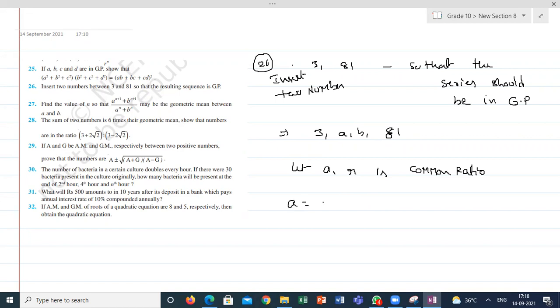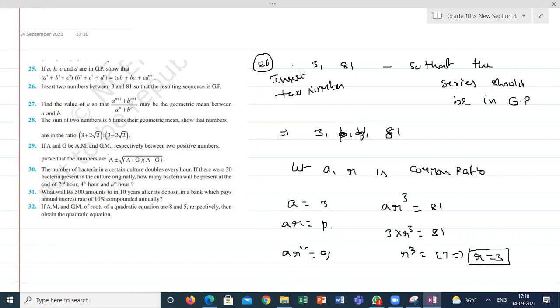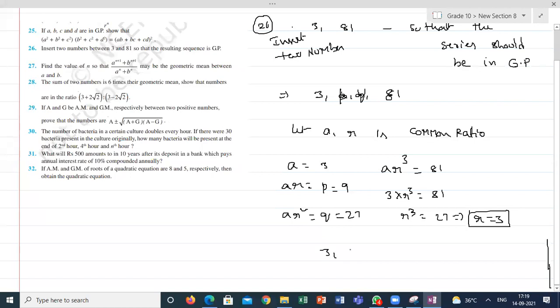Your A is equal to 3, AR is equal to, sorry, I am taking this as P, Q, then it will be easy. AR is equal to P, AR square is equal to Q, AR power cube is equal to 81. So from here, 3 into R cube is equal to 81. So R cube is equal to 27. So R is equal to 3. Once I got the common ratio, this will be 9, this will be 27. So the required sequence is 3, 9, 27, 81.